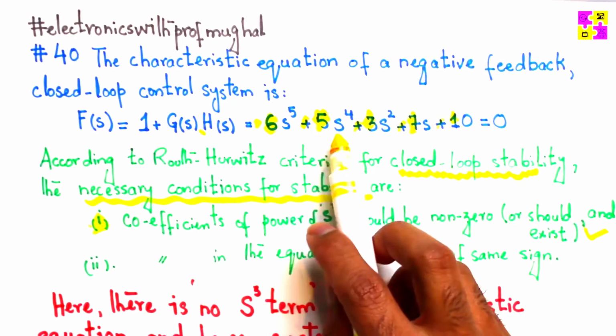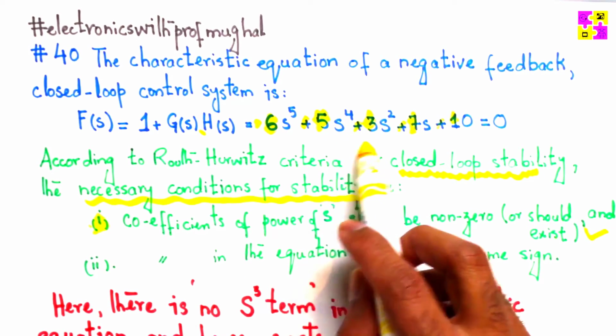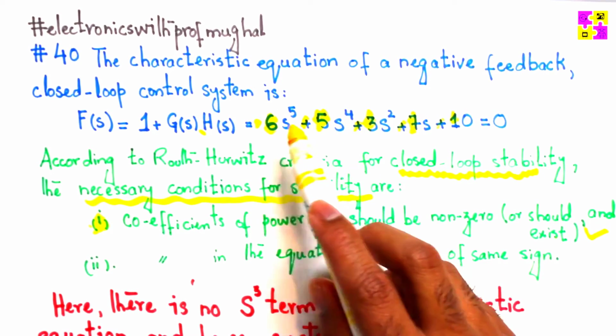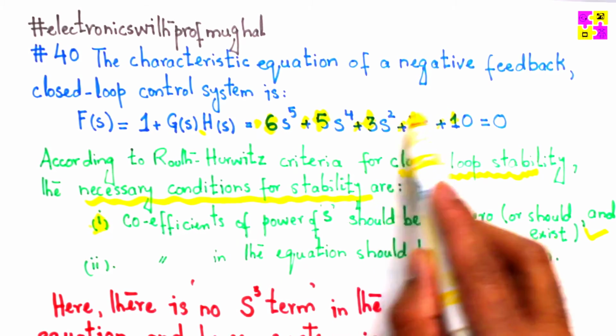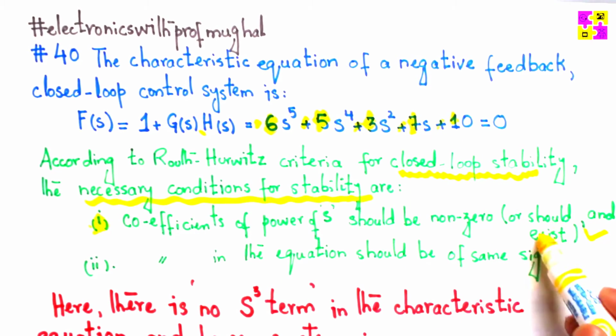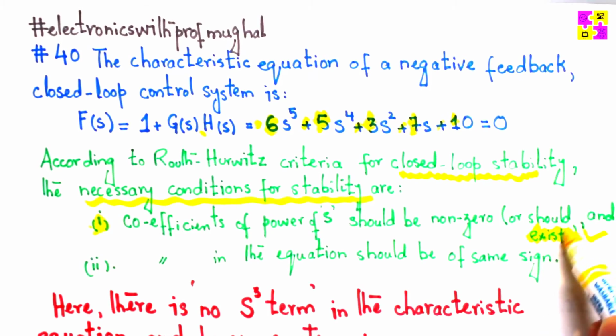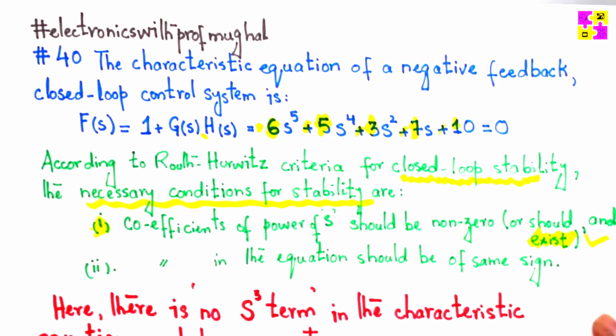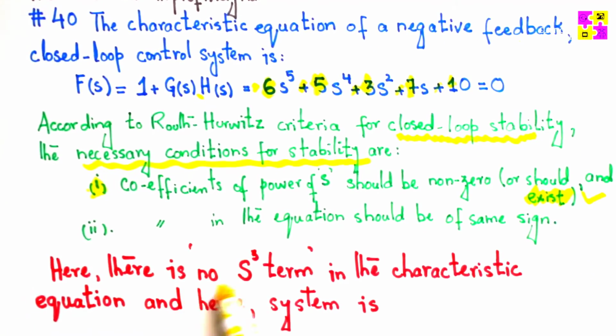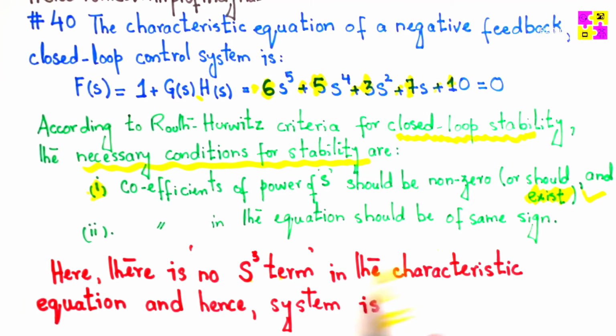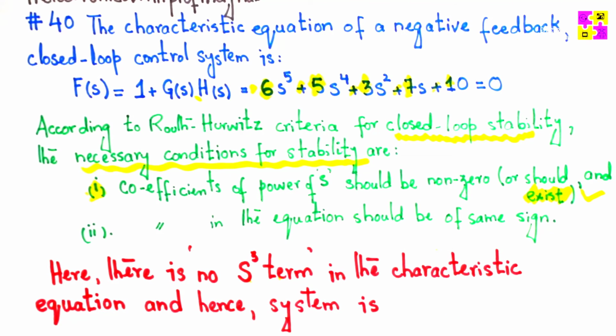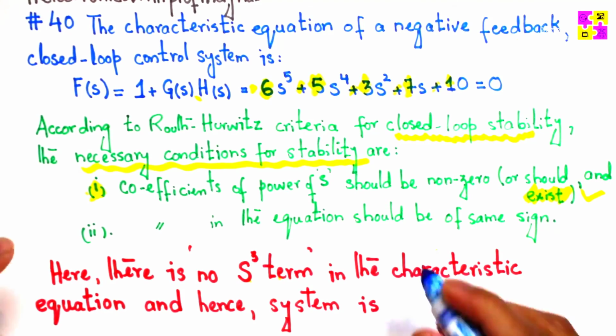Now notice here in this equation, the s cube is missing. You got 5, 4, 3 is missing, 2, and 1. And that is where this condition fails. It does not exist. Because there's no s^3 term in the characteristic equation, the system is going to be unstable.